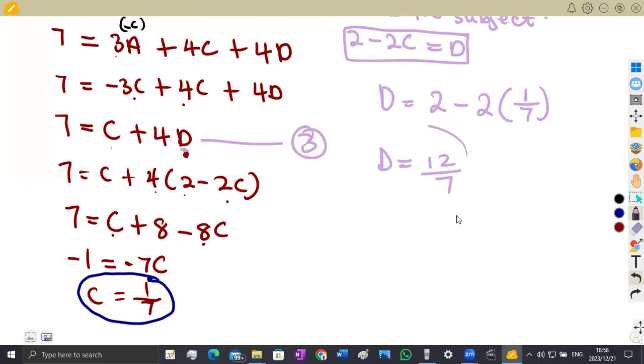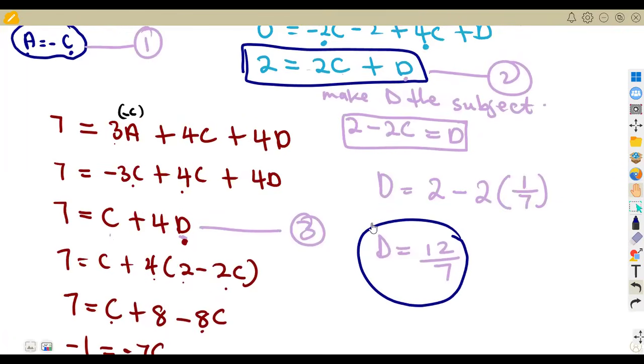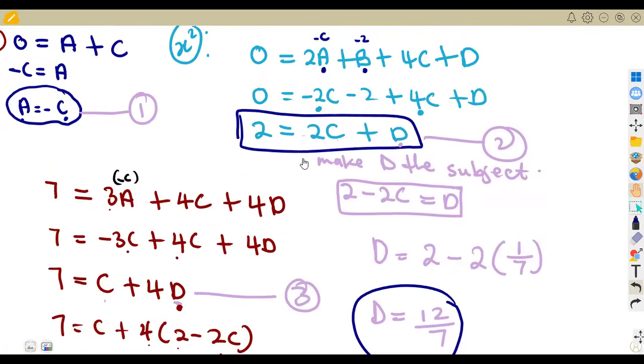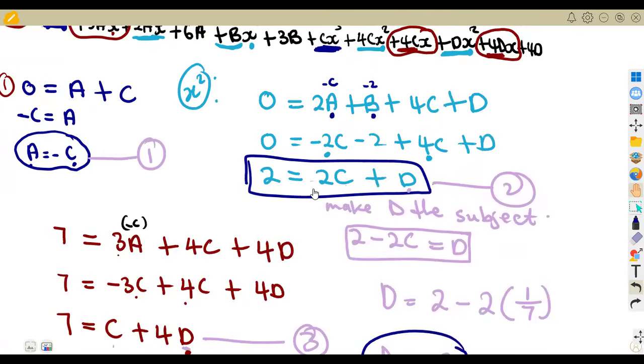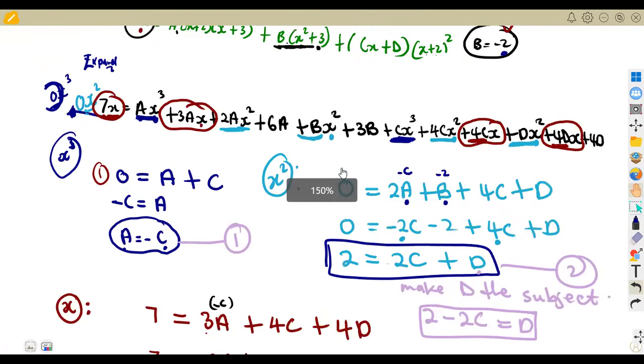So this is the value of what? The value of d that we are obtaining. So we have all the values, the value of A, the value of B, the value of C, the value of D, just like the previous case that we had. So we must now combine everything into our partial fraction.